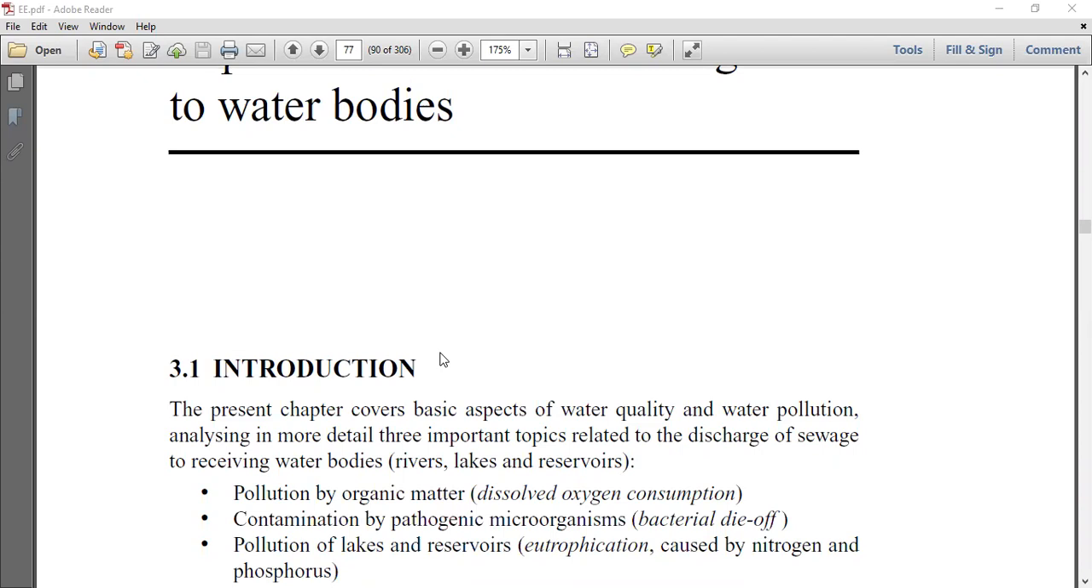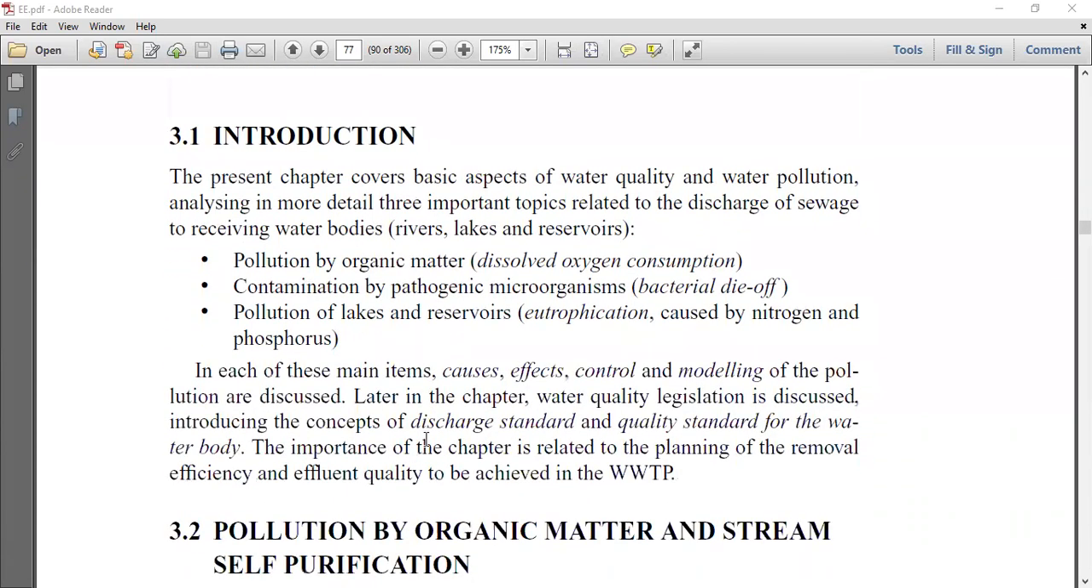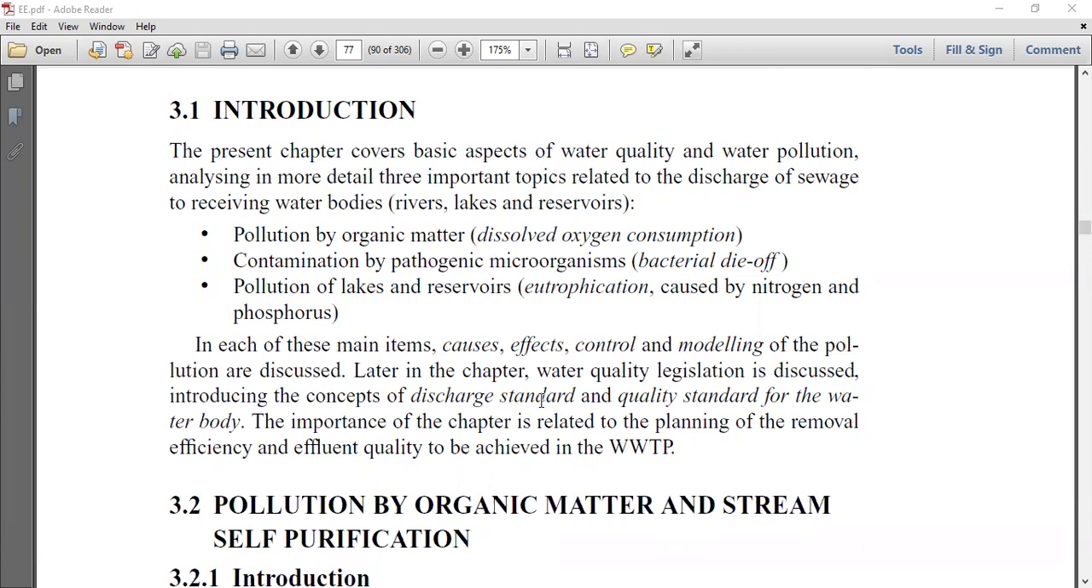So first is pollution by organic matter, in which there is dissolved oxygen consumption. Second is contamination by pathogenic microorganisms, so the bacterial die-off, and the third is pollution of lakes and reservoirs, so the eutrophication caused by nitrogen and phosphorus. In each of these main items, causes, effects, control, and modeling of the pollution are discussed. Later in this chapter, water quality legislation is discussed, introducing the concept of discharge standard and quality standard for the water body. The importance of the chapter is related to the planning of the removal efficiency and effluent quality to be achieved in the wastewater treatment plant.